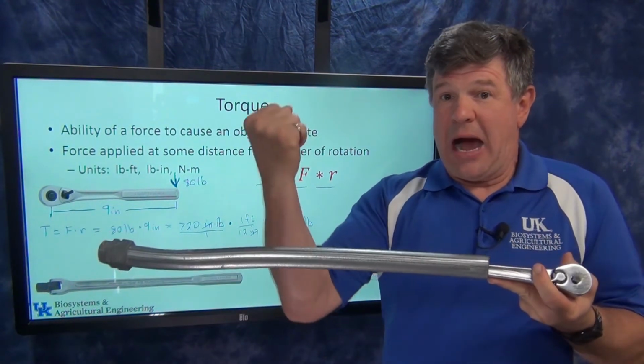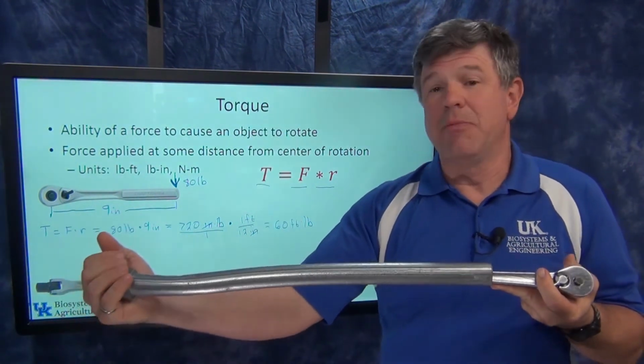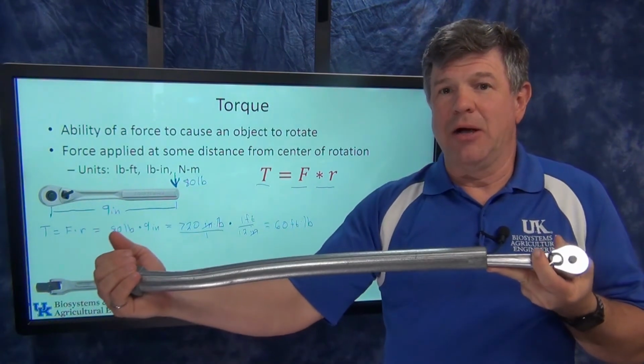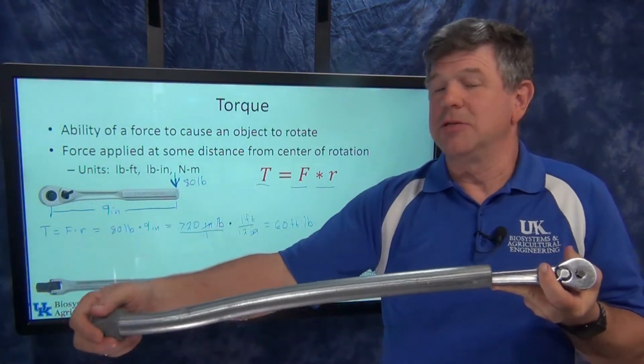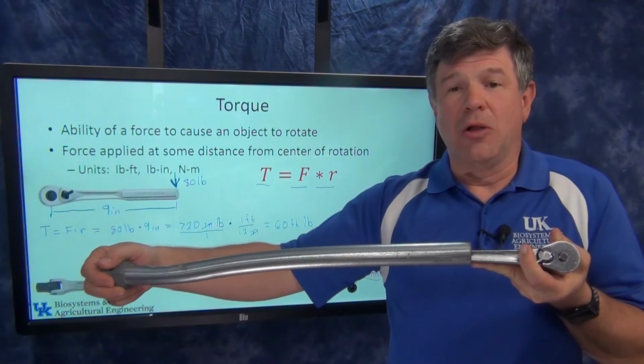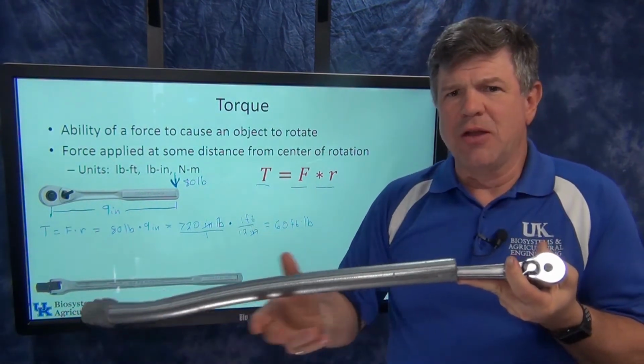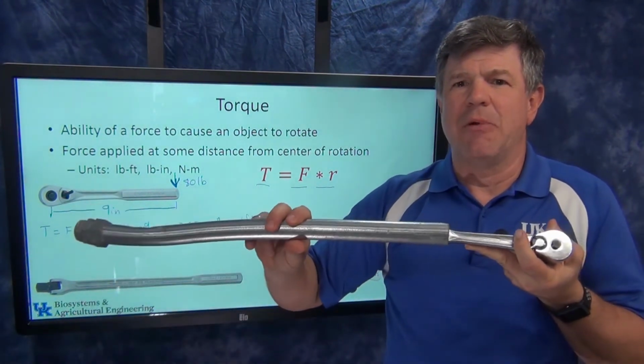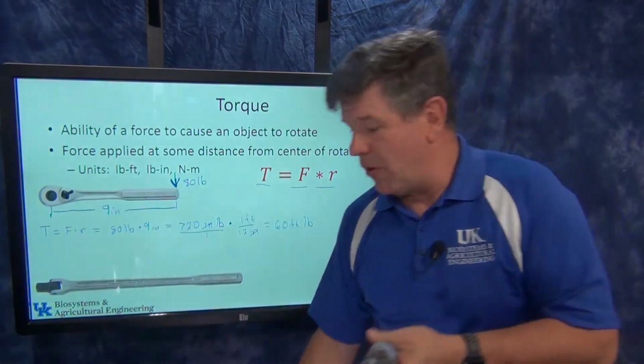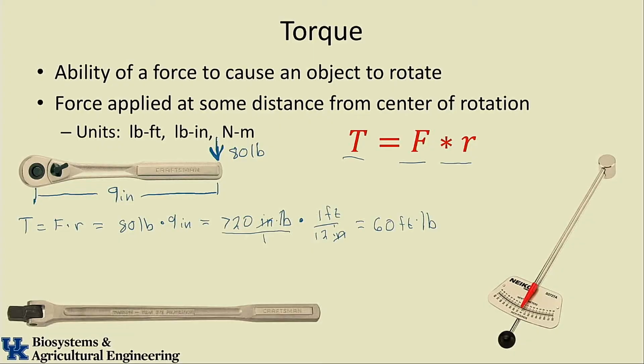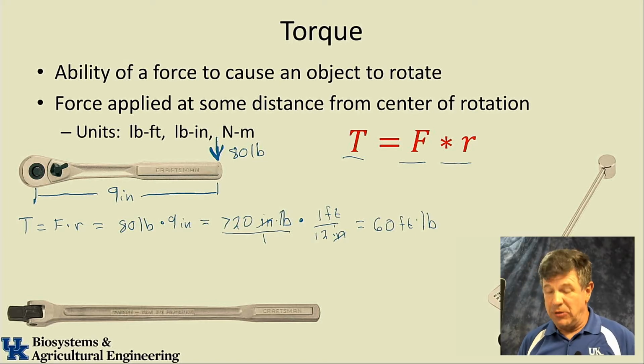What am I doing? I still only have the capability of pulling 80 pounds, but now I'm pulling that 80 pounds way out here, a long way away from that rotation. So I've increased that moment arm, increased that radius, and I've created more torque. So how much more torque? Let's take a look at it. Let's go back and calculate it. So what I should have used is a wrench more like you see on the bottom here.